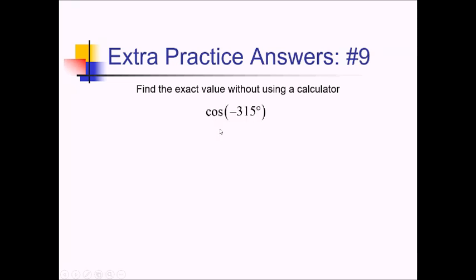To figure out cosine of negative 315, let's add 360 to make that a positive angle. So that's going to be positive 45 degrees that we're taking the cosine of. And we know cosine of 45 is one of our special values. That's radical 2 over 2, so there we are.